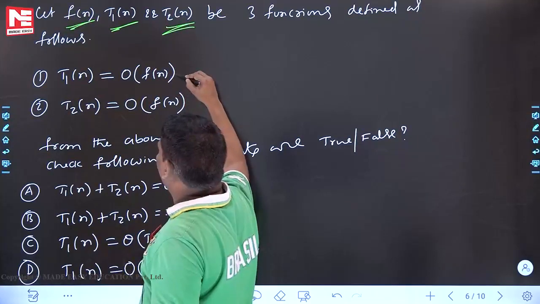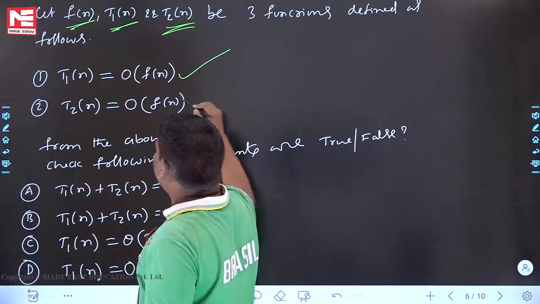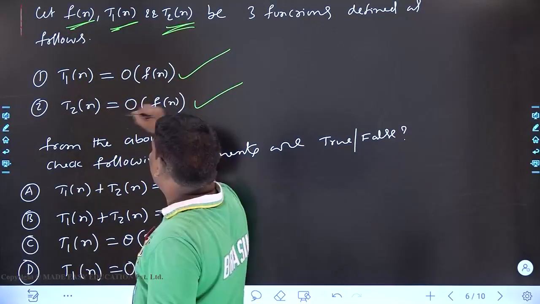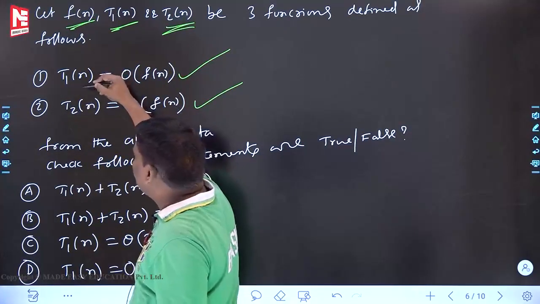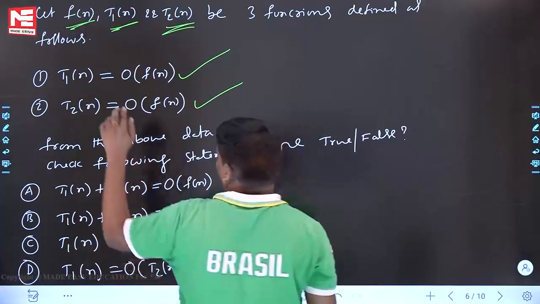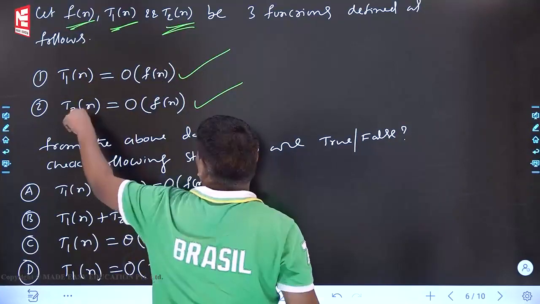T1 of n is big O of f of n. T2 of n is big O of f of n. What is the meaning? T1's upper bound is f of n. T2's upper bound is f of n. For these 2 functions, the common upper bound is f of n. I am repeating once again: T1 upper bound f of n, T2 upper bound f of n.